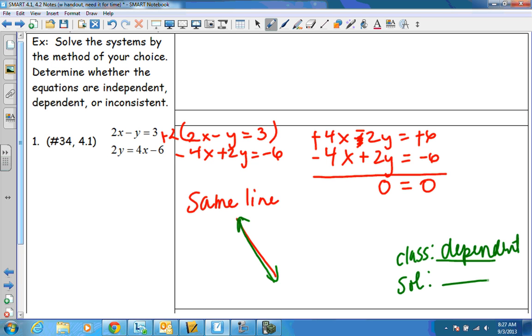Your solution is going to be all points on the line. You have to put all that? All real numbers for x, and then the y depends on it. Wait, so I have to write all points? All points on that line. You can pick for x, negative infinity to infinity, but it's a little bit different because it's a line now. If you tell me infinite solutions, I am happy with that. If you tell me all points on the line, I'm even happier. Both will get you full credit.